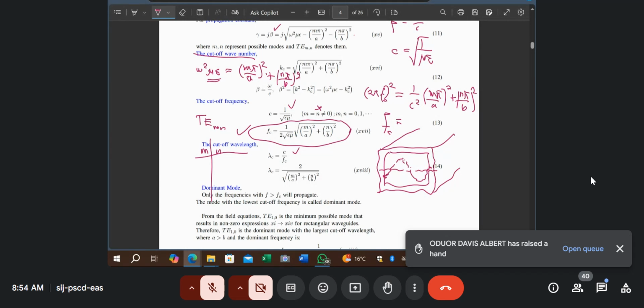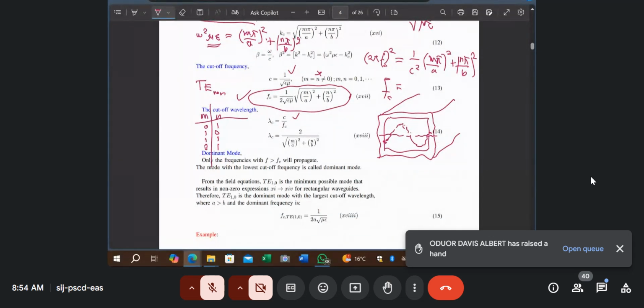So you have 0,1; 1,0; 1,1; 2,1. You can go on and on, okay? So you have the TE modes, and then you compute the cutoff frequency. You realize that one of them has the lowest cutoff frequency. If it has the lowest cutoff frequency, what would you say about the cutoff wavelength? The mode with the lowest cutoff frequency has what kind of wavelength?